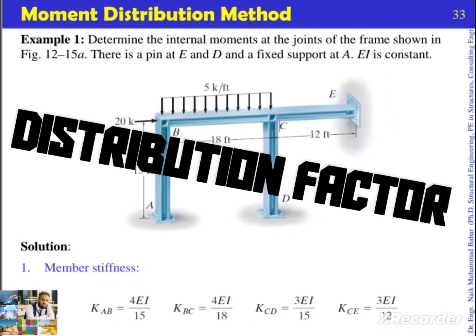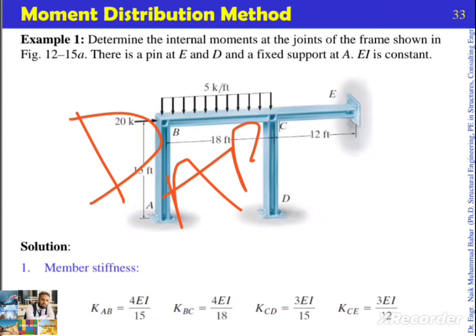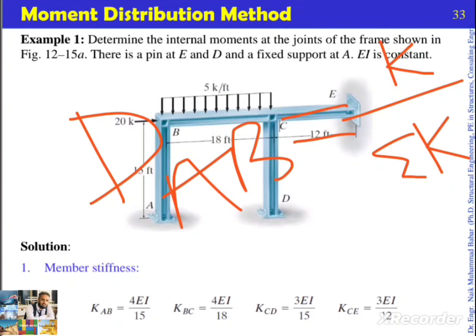With the help of the stiffnesses we will find the distribution factor, which is the second most important step for the moment distribution method. So we will calculate the distribution factor for AB, BA, BC, CB, CD and CE. For the distribution factor we will use simply the basic formula, which is the stiffness of the member divided by the total stiffness at the attached joint.